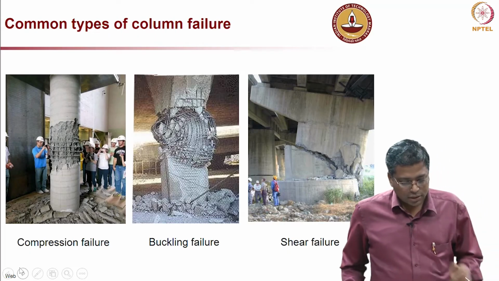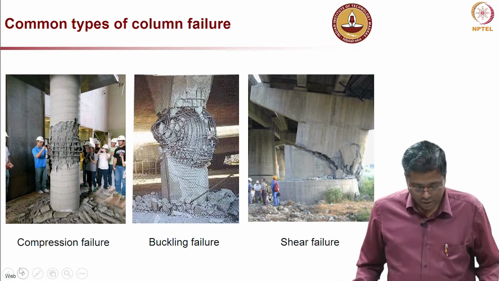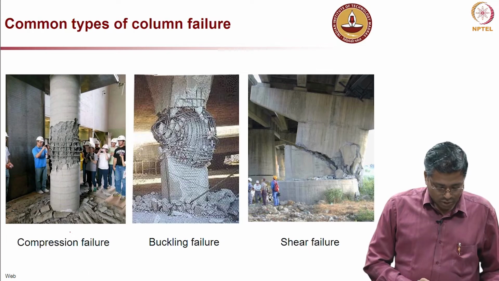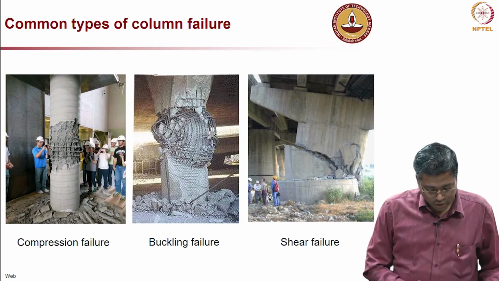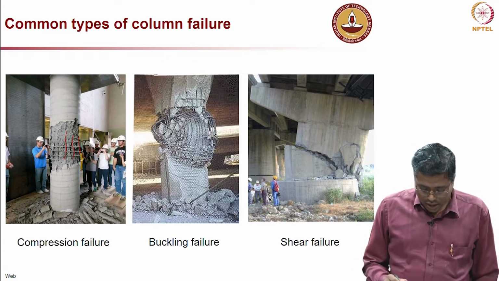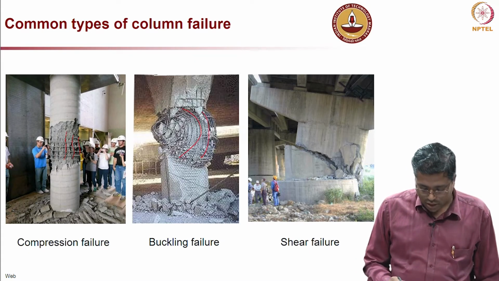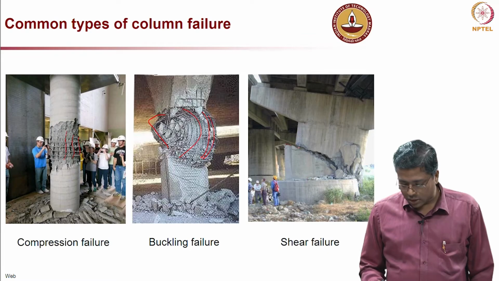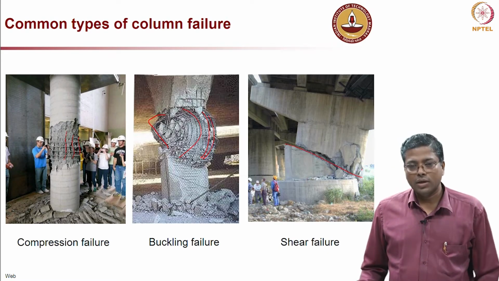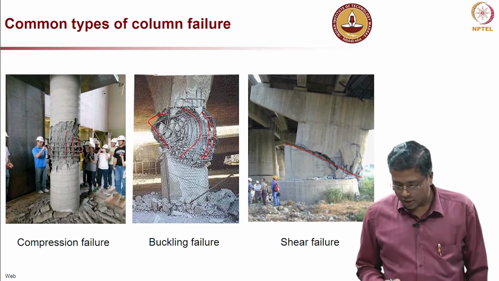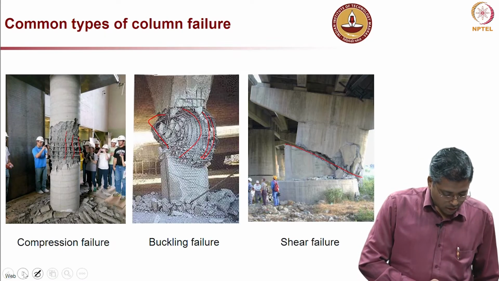Let us first look at the three common types of failure with respect to columns. The first one is an example of a compression failure. You can see that there is a little bulging of the reinforcement, but let us say that is mainly due to compression failure. In the second one, you can very clearly see the bulged out reinforcement, which is a buckling failure, and the third one is a shear failure. Very clearly, that inclined plane indicates a shear failure of the entire column or pier.